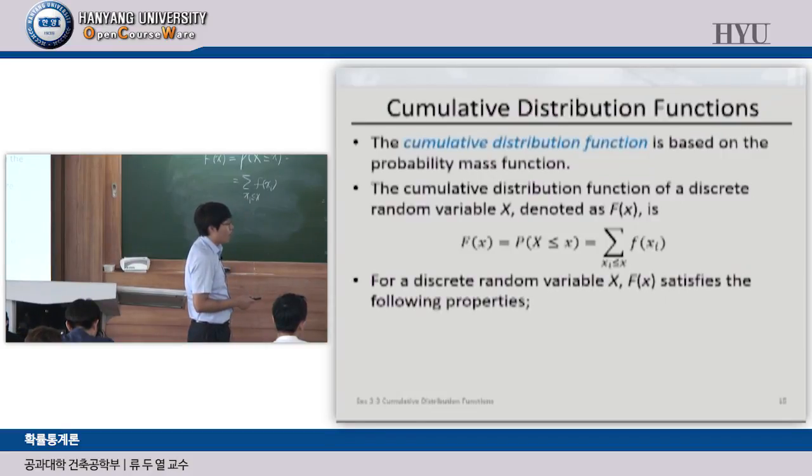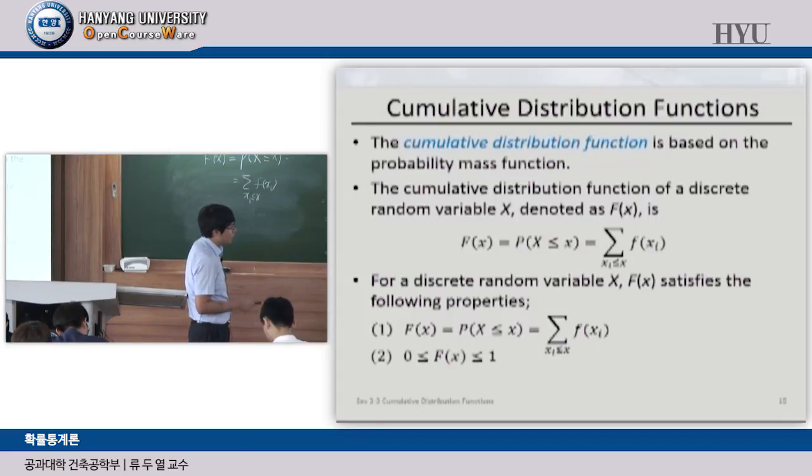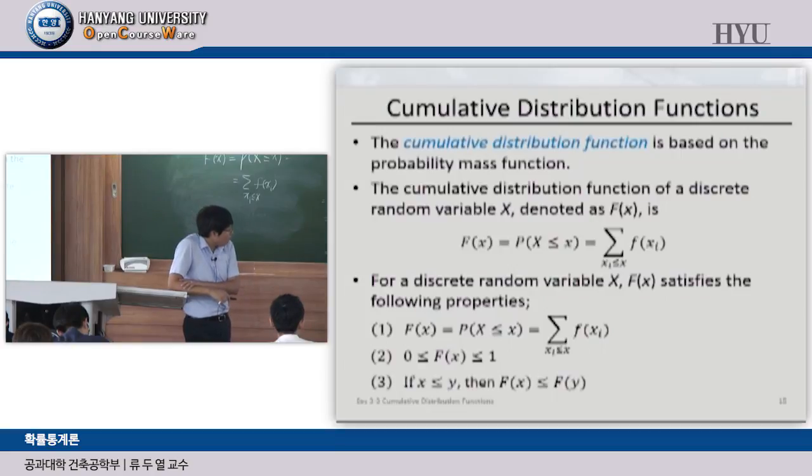So, for a discrete random variable large X, F(x) satisfies the following three properties. First one is this equation, and second one is that the cumulative distribution function should be between 0 and 1. Okay? And also, if the small x is smaller than or equal to y, then the cumulative distribution function of x also should be smaller than or equal to the cumulative distribution function of y. These are the three properties for the cumulative distribution function, okay?